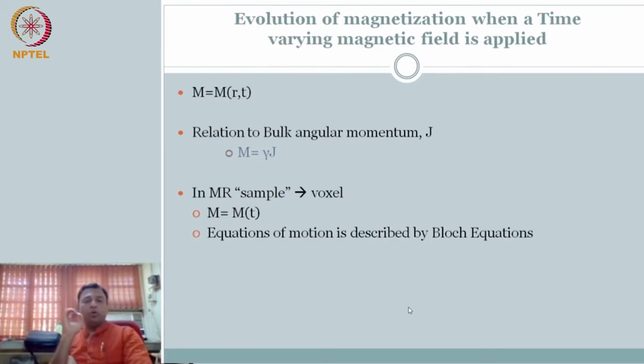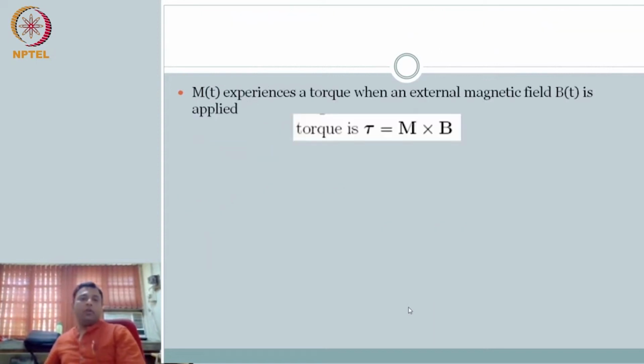Can we describe the motion equation of the magnetization vector using a small sample volume, right? And this equation was derived by Bloch, which is called the Bloch equations, which we'll try to put together. So starting with what we know, right?